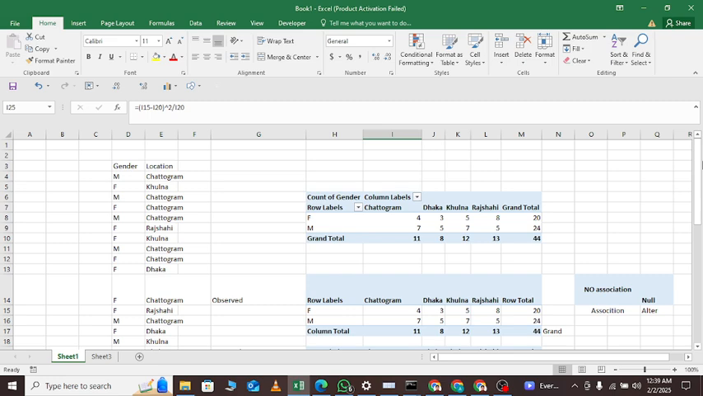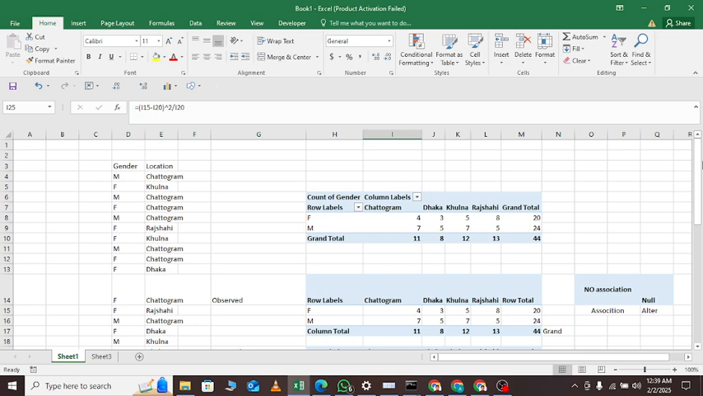If the p value is less than 0.05, then we reject the null hypothesis, and if the p value is greater than 0.05, we accept the null hypothesis.